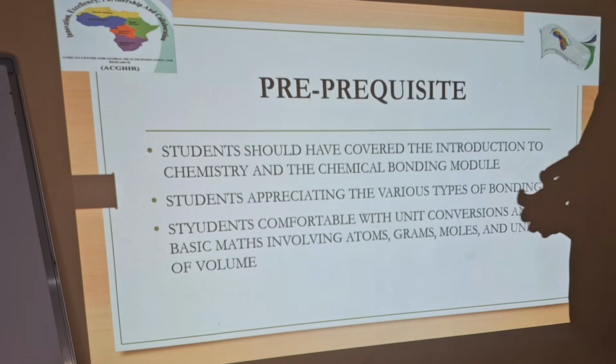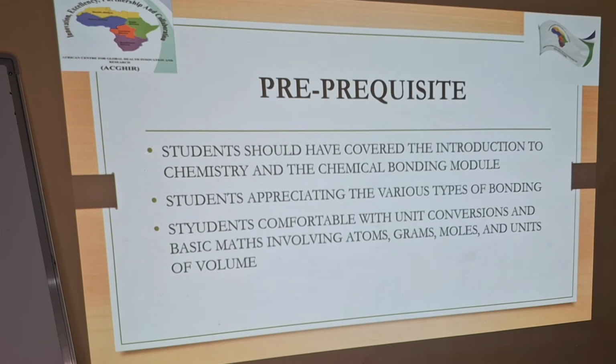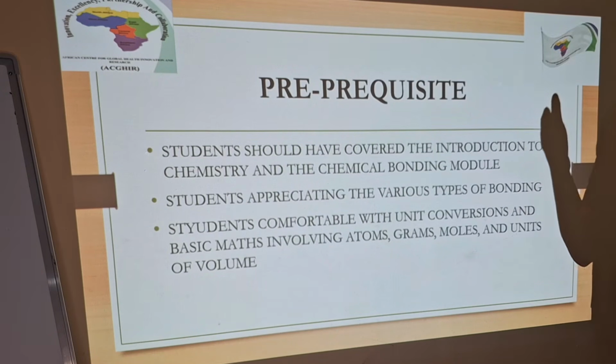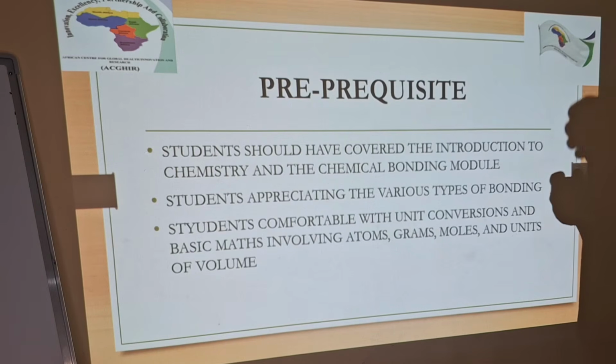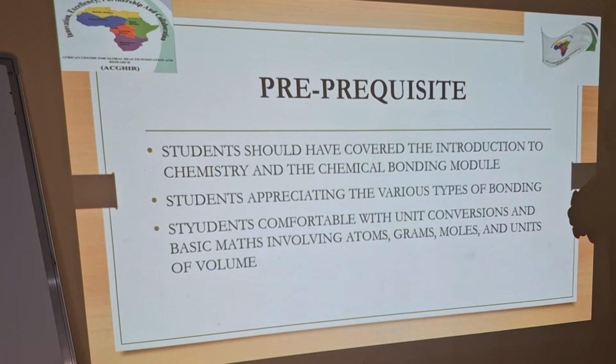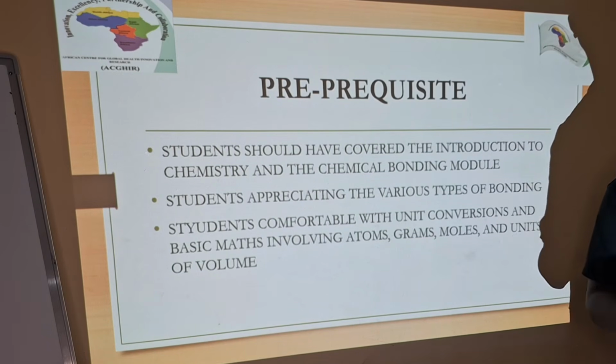So the prerequisites for our stoichiometry: students should have covered the introduction to chemistry and the chemical bonding module. Students should appreciate the various types of bonding: ionic bonding, covalent bonding, and dative or coordinate bonding. Students should also be comfortable with unit conversions and basic mathematics involving atoms, grams, moles, and units of volume.